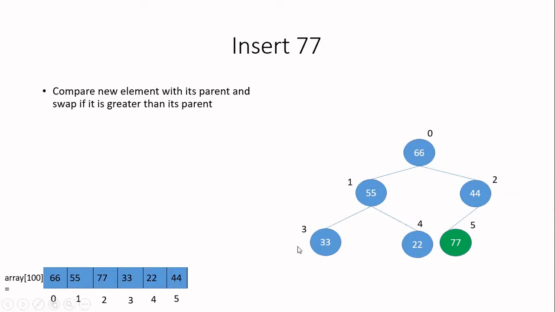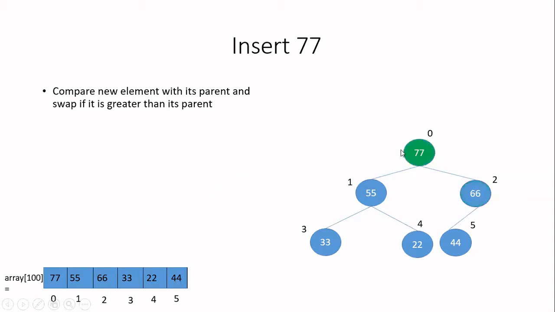So next, our 77 is available at index 2. That should be compared with its parent. Its parent is stored at index (2 minus 1) by 2, that is nothing but 0. So you now have to compare array of 2 with array of 0. 77 is greater than 66, so again we will swap them. You can consider the array representation here. I have swapped 77 and 66.